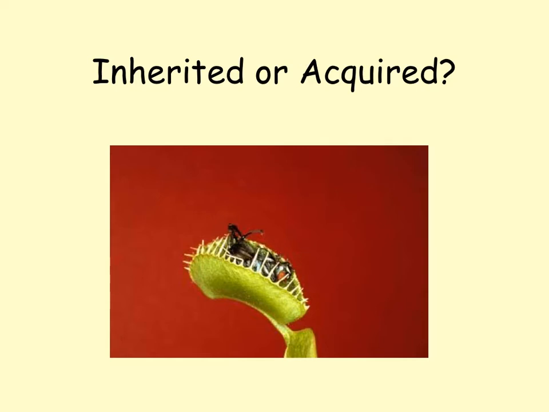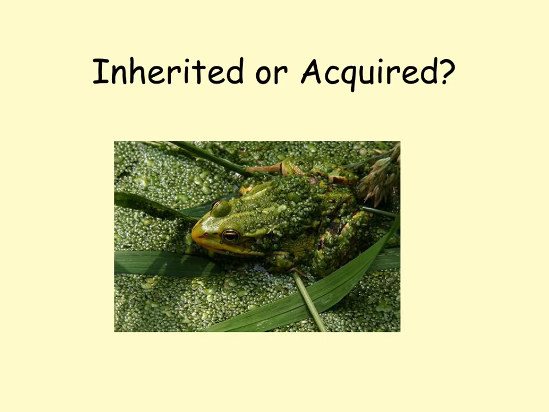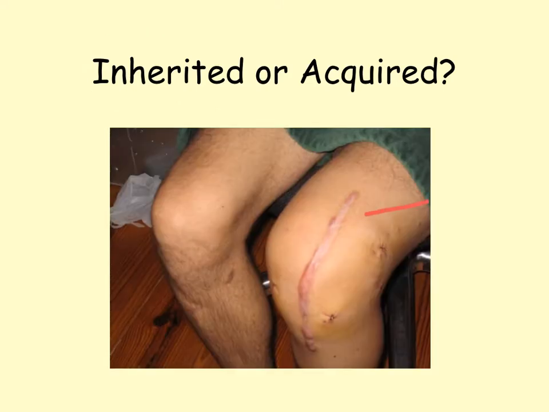So this first one, we're looking at a Venus flytrap here, is the common name for this organism, and the characteristic that this plant can actually trap small insects and essentially digest them to obtain nutrients that they need, is that an inherited or an acquired characteristic? Inherited or acquired?